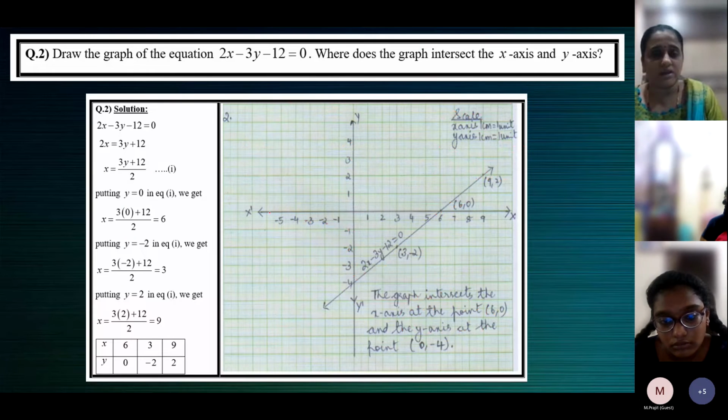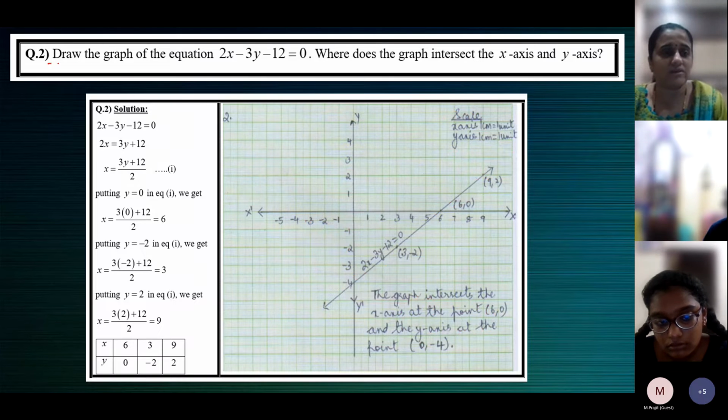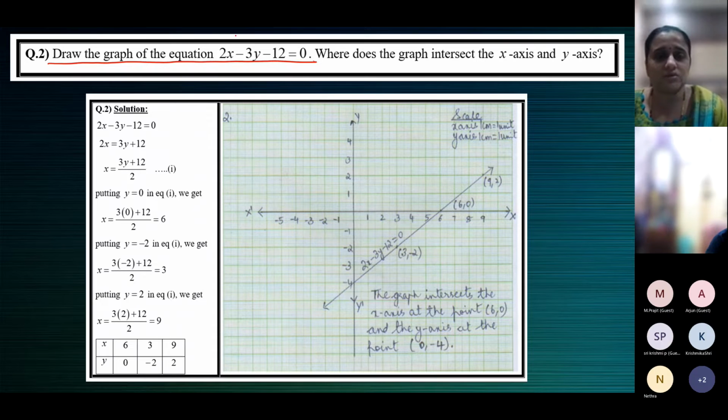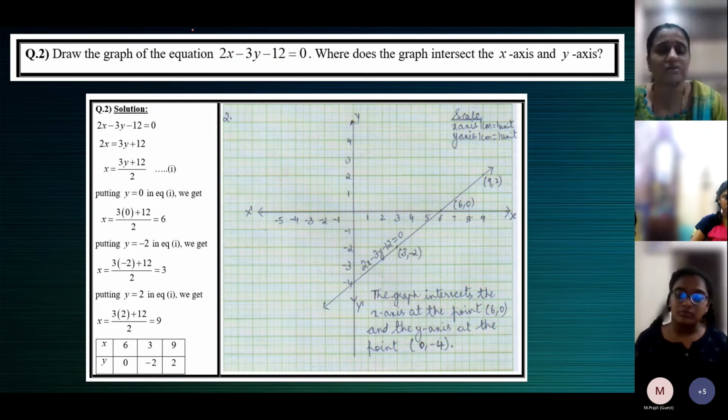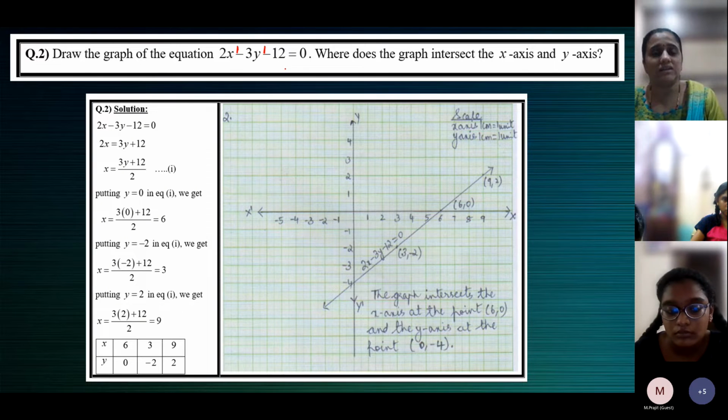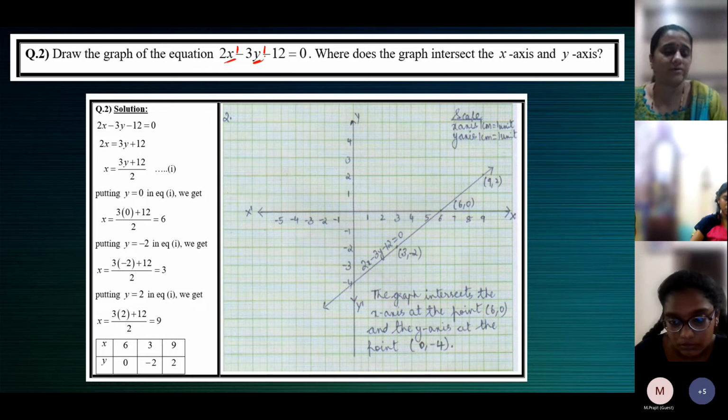So this is from the graph. Here we are asked to draw the graph of the equation, so we have to make the table. See what kind of equation this is. It is a linear equation in two variables x and y. Why is it linear? Because the power of x is 1 and the power of y is also 1.